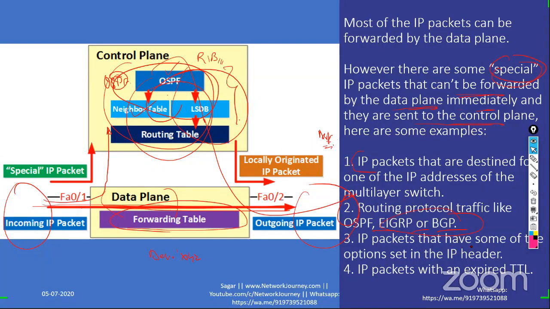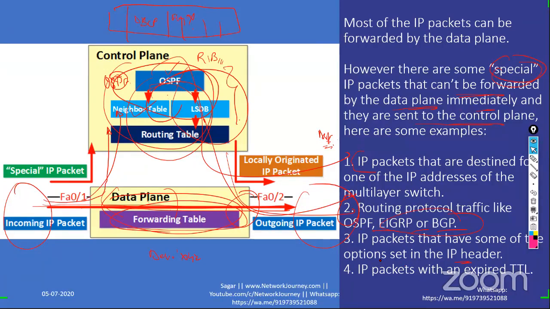Sometimes you have a packet with some option set in the IP header. If you remember, the IP header has a lot of components. Sometimes DSCP, you have some flags. So some packets with some headers cannot be directly processed by the data plane. The data plane cannot make the decision, so it will automatically forward to the control plane. The control plane will see what the content is, and then accordingly it will send it back to the data plane and it will be forwarded.